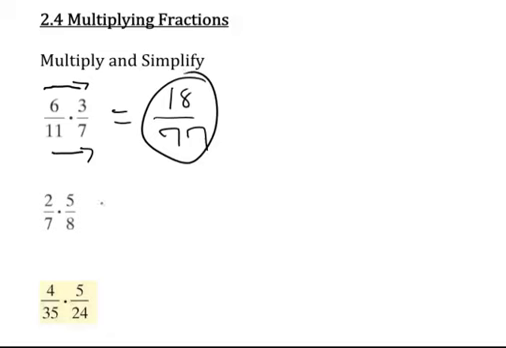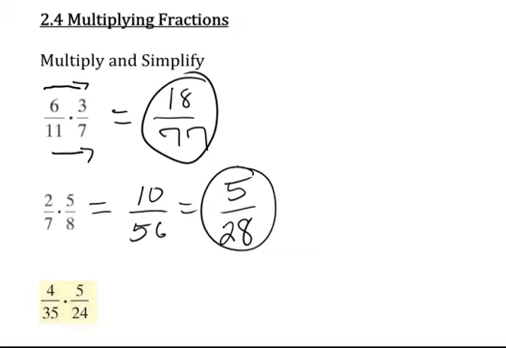For my next problem, I'll do it exactly the same way. Now 2 times 5 gives me 10. 7 times 8 leaves me with 56. Now I can reduce these two fractions. I can divide them both by 2. So 2 goes into 10 5 times, and 2 goes into 56 28 times, and now I'm done.